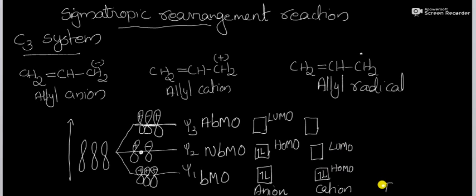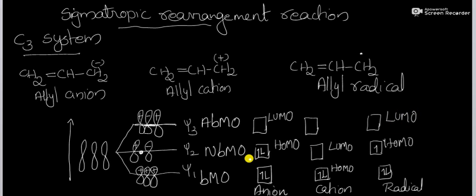Then the last case is the allyl radical, which is HOMO, which is LUMO. In the case of the allyl radical, 3 electrons are involved in the reaction. So, 2 electrons in Psi1 and 1 electron in Psi2. So the HOMO is Psi2 and the LUMO is Psi3.